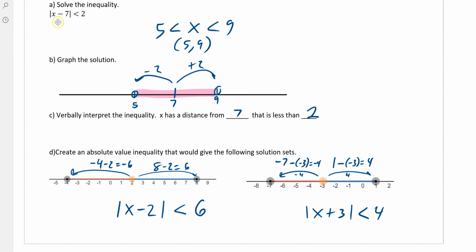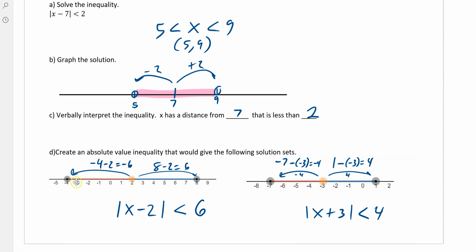So this is what you should have gotten. So again, if we read this, it's saying x has a distance from 7 that is less than 2. So these are all the x values in here that have a distance from 7 that is less than 2. And then here you should have said, okay, well, it's centered at 2, and this one was centered at -3, so we got to put a +3. And then if you either count or you subtract, you'll see that it's 6 to the left, 6 to the right. So our distance from 2 has to be less than 6.